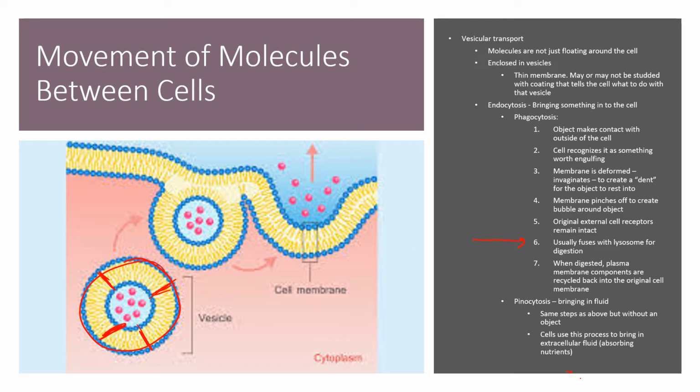Once the interior has been digested, the plasma membrane components will get recycled back up and fuse back into the original cell membrane. It probably doesn't fuse back into the exact same spot, but consider that whatever receptors it had studded on its surface that it brought in the first place is probably fairly evenly distributed across the cell membrane anyway. It's not terribly important.